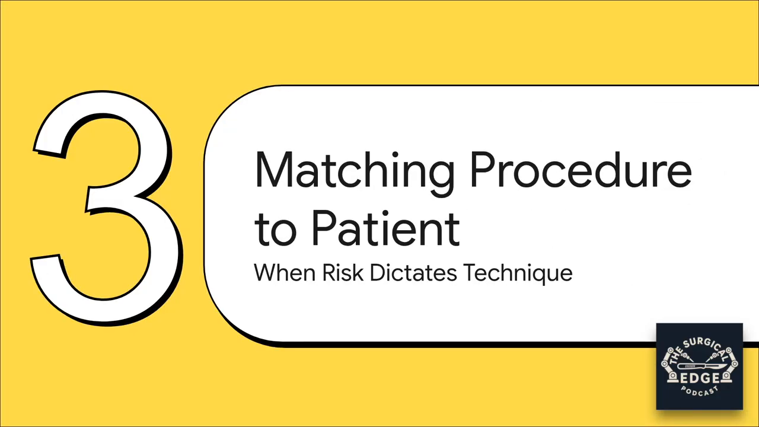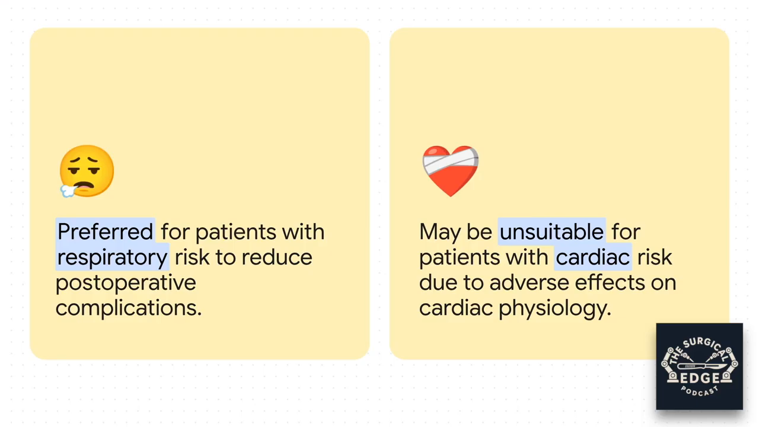So we have the tools, we have the data. Now let's connect all of that to the actual decisions we make in the OR, where risk assessment directly dictates our surgical technique. Laparoscopic surgery is a perfect example of this. For a patient with high respiratory risk, it's often the preferred technique because you get fewer post-operative respiratory complications. But take a patient with significant cardiac risk. For them, the pneumoperitoneum required for the procedure can have some really adverse physiological effects, making it a poor choice.